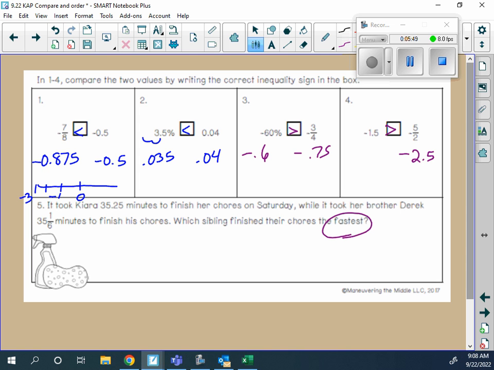On the last one, the question says, who finished their chores the fastest? So time is a little different. How do you know which one is the fastest? You're actually looking for the smallest number because that's going to indicate the faster time. Okay? So we have 35.25 and 35 and 1/6. So I need to convert 35 and 1/6 to 35 point what? 1/6 repeating. And so that would be smaller than 35.25. So who won? Or who finished their chores the fastest? Gary.